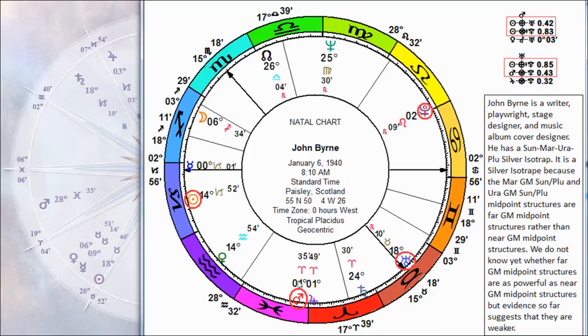But anyway, I just want to mention that we don't yet consider this kind of golden isotrap to be as powerful because they involve far golden mean midpoints. Far meaning it's not the nearest ones between Sun and Pluto, but on the other side, where the distance is greater than 180. We don't know if those are as important yet. They haven't shown up clearly and conspicuously in the research we've done yet. It's very clear that the near golden mean midpoints are important.